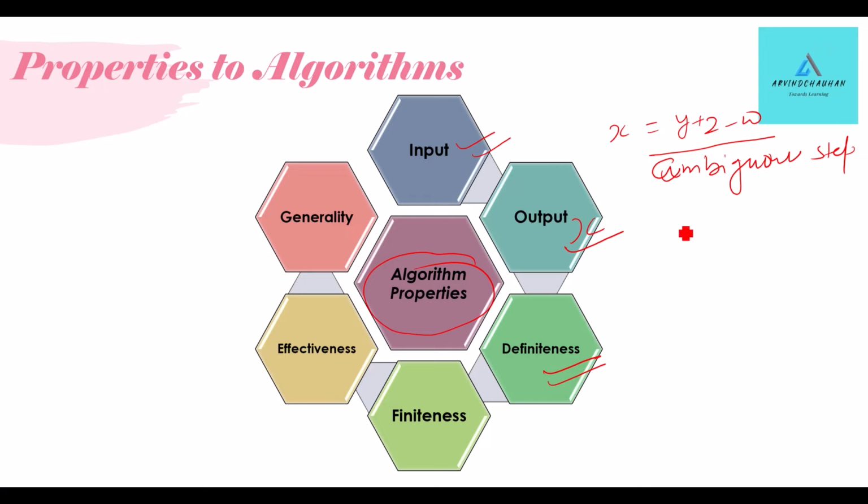You can do it in this way: (y plus z) minus w. So you know the open and close brackets have higher precedence as compared to minus. So obviously y plus z should be calculated first, and after that the value should be subtracted from w. So this is an unambiguous step.